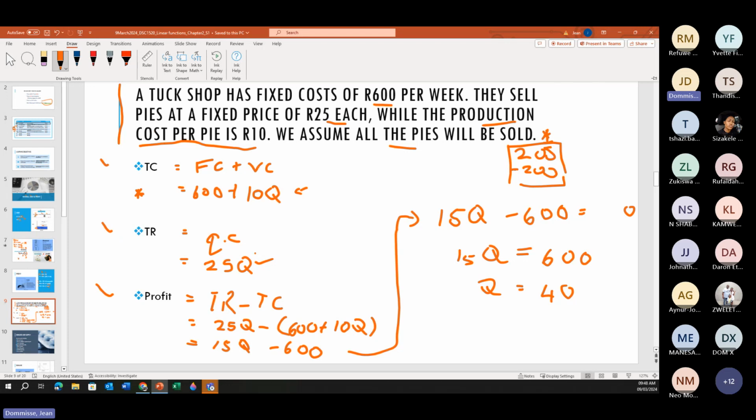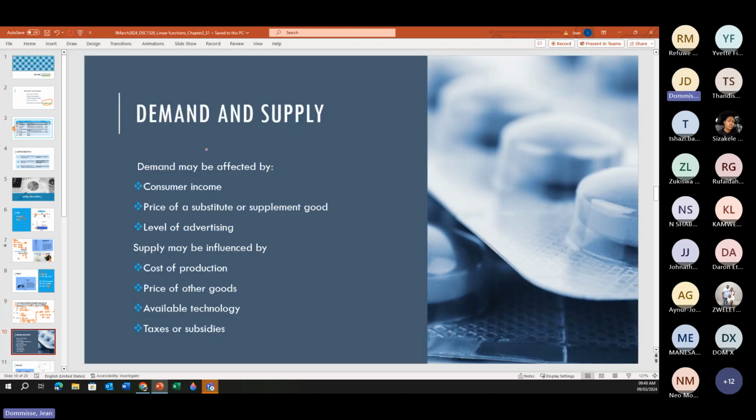Question 2, what's the total revenue? And question 3, what is the profit function? Okay, so going into the next section around demand and supply.